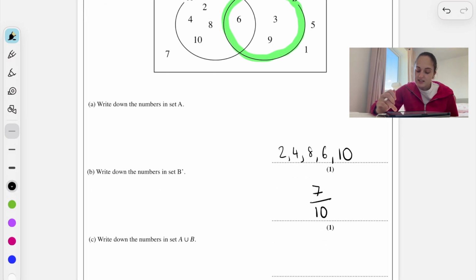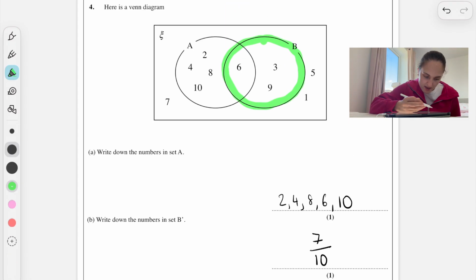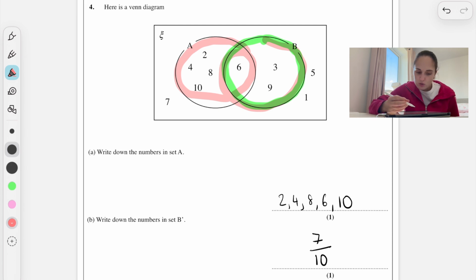Then it has the numbers in the set A union B. So again, that's A union B. So it's everything within A and B. So that's going to be everything within these two circles. So we have 1, 2, 3, 4, 5, 6, 7 elements in total. So the answer to this question is also going to be 7 over 10.